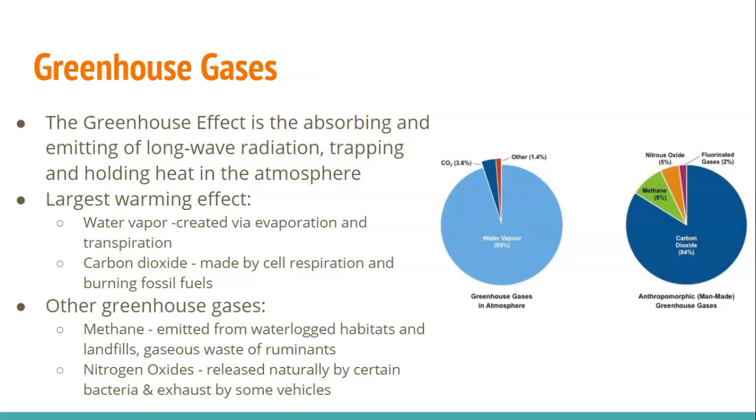So talking about methane, we talked about this, right? It's emitted from waterlogged areas, the mud on lakes, cows, sheep, goats. So that is emitted into the atmosphere, but it doesn't stay very long in the atmosphere. And then nitrogen oxides, they're naturally released by bacteria, and can also be released by cars or other vehicles like trucks.